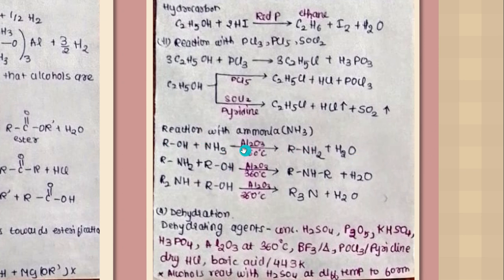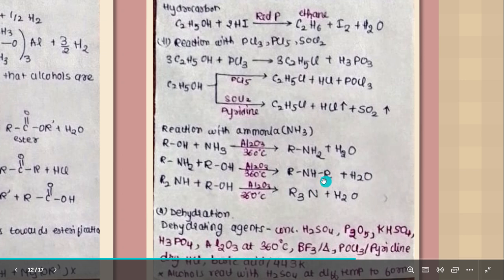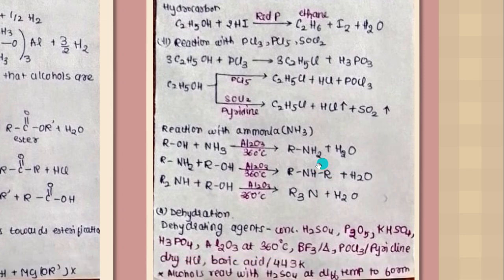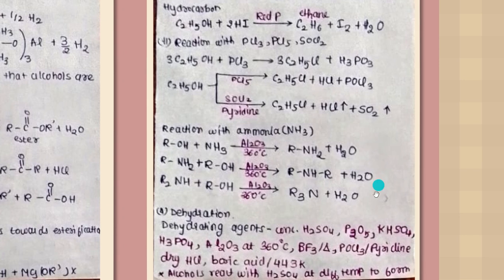Reaction with ammonia, that is NH3. Reaction with ammonia in presence of Al2O3 at 360 degrees Celsius will give me RNH2 plus H2O. Again, RNH2 reacting with alcohol will give me R2NH, and you can see each hydrogen is getting replaced by an R group, that is an alkyl group, plus H2O. Now R2NH plus ROH will give me R3N plus H2O.